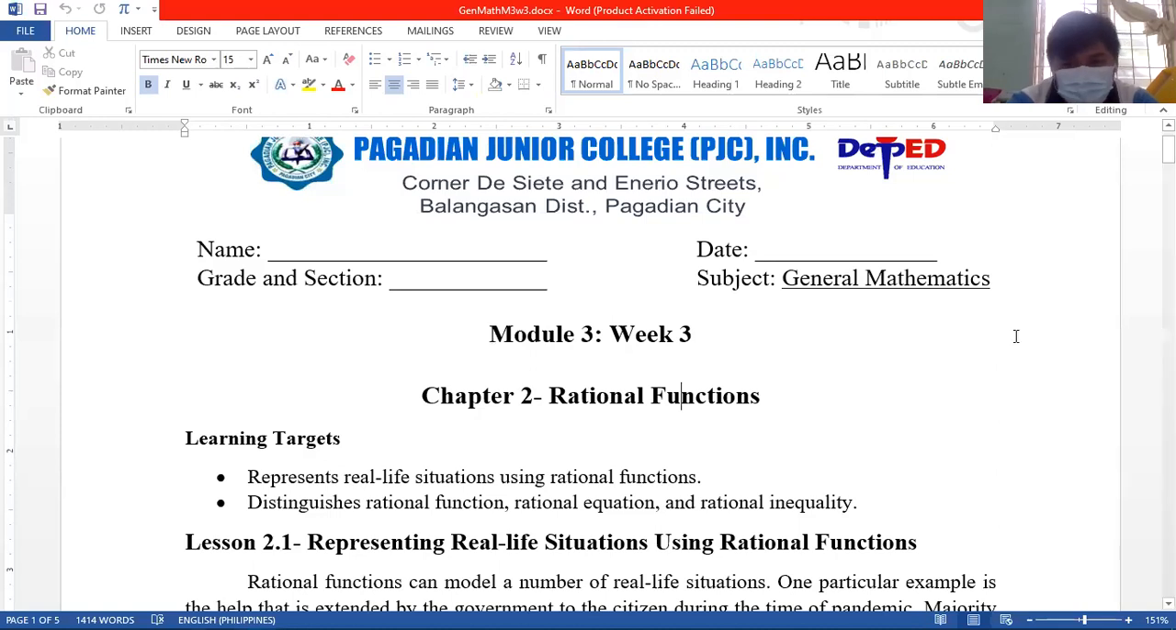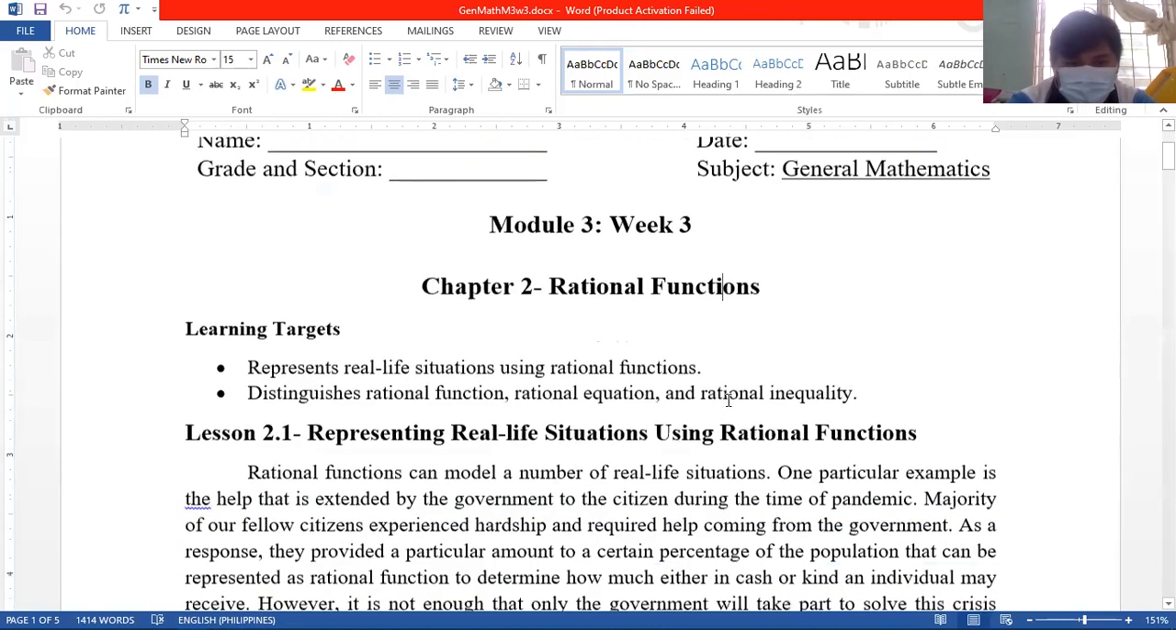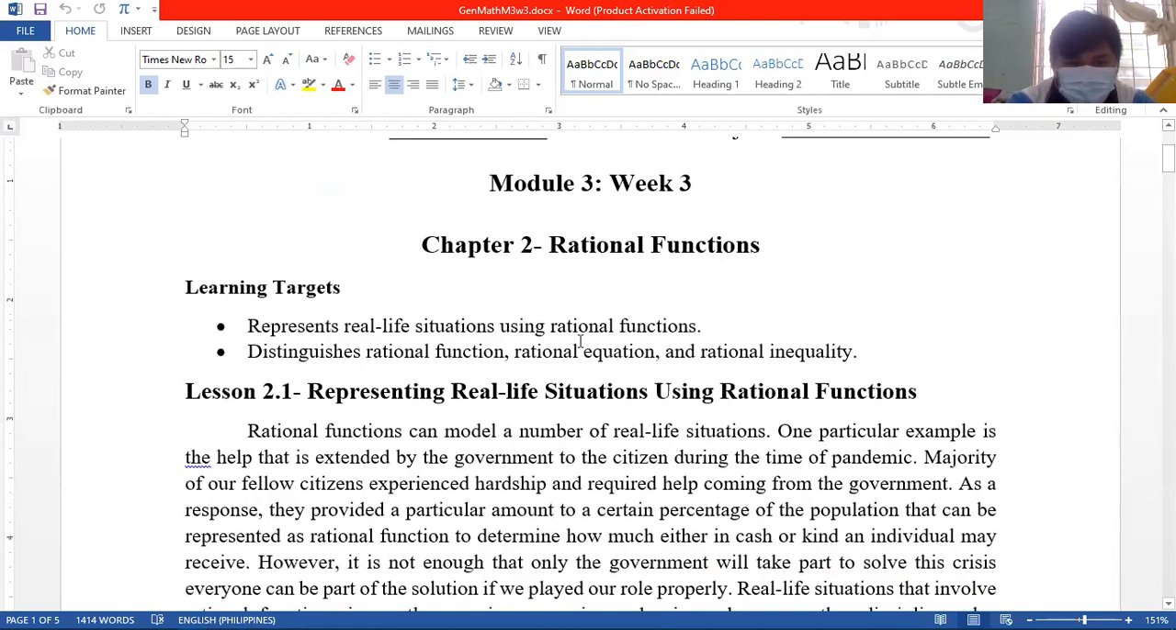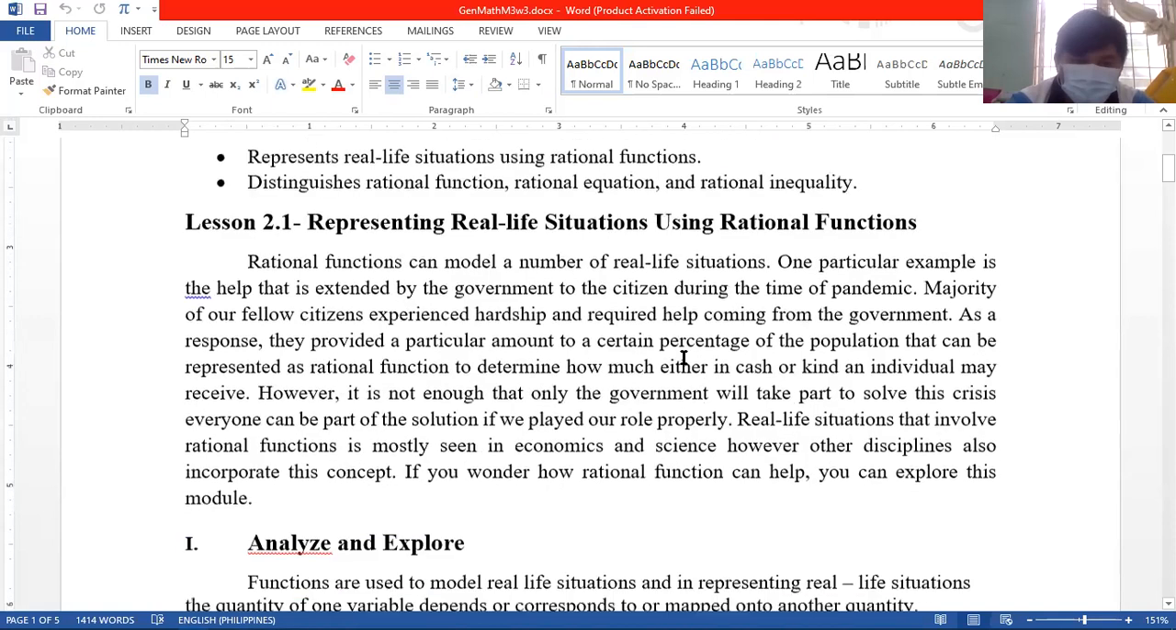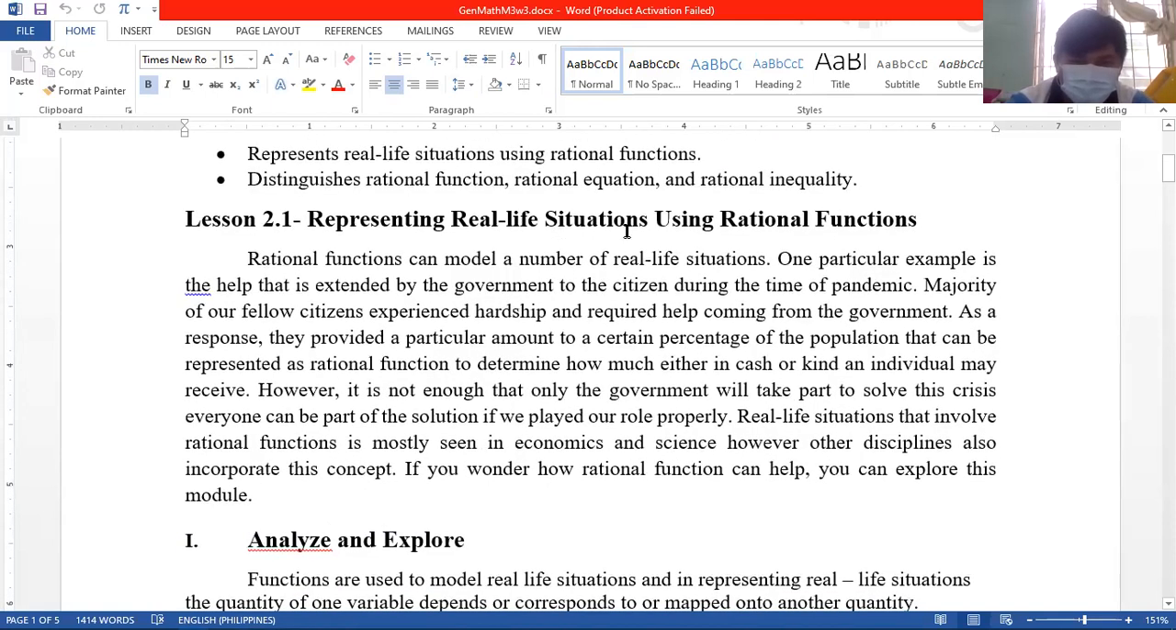Module 3 for General Mathematics, Chapter 2, which is Rational Functions. Our learning targets: first, you're going to represent real-life situations using rational functions. Second, distinguish rational function, rational equation, and rational inequality. Okay, Lesson 2.1: Representing real-life situations using rational functions.